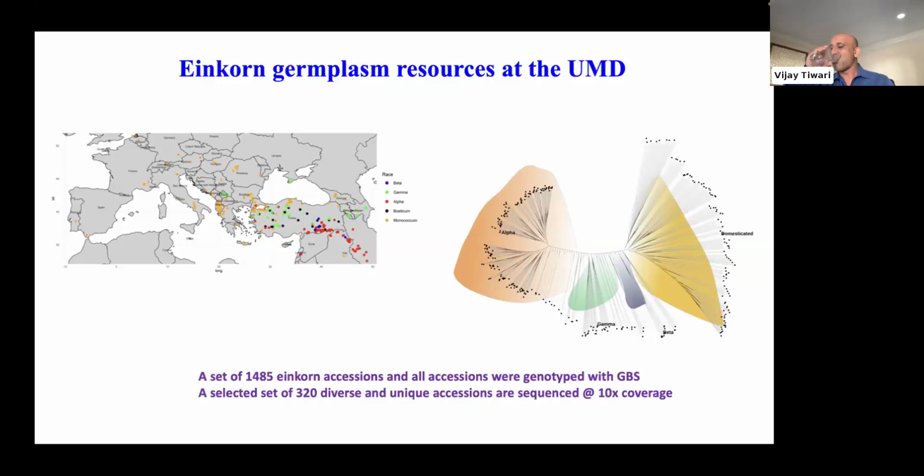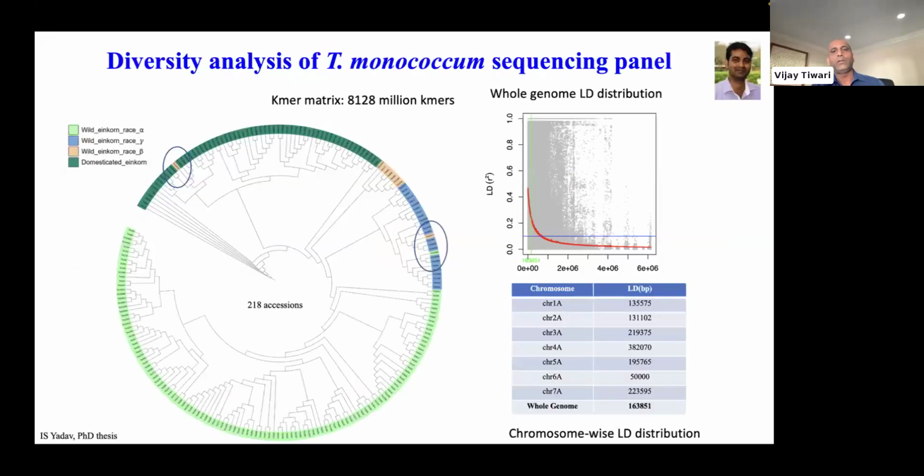Once we had those, we selected the lines representing the most genetic diversity. So we removed the duplicated accessions and identified a diverse set of about 320 accessions. Out of that, 218 accessions were already sequenced, so we added about 108 or 110 more accessions to this list. So we now have 320 diverse accessions with at least 10x of coverage.